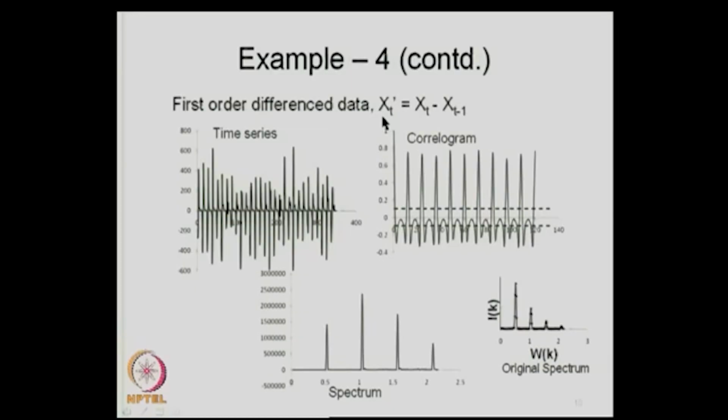So, let us see what happens if you do the first order differencing on the time series that we had considered. So, what is first order differencing? It is simply x dash t, that is x t minus x t minus 1. So, let us look at what happens here for the first order difference data.